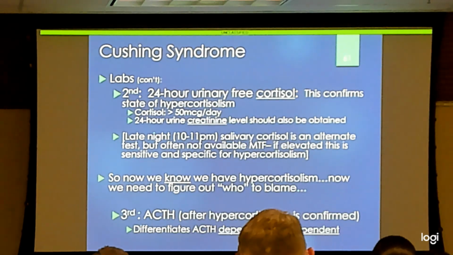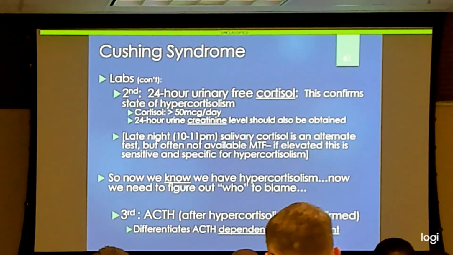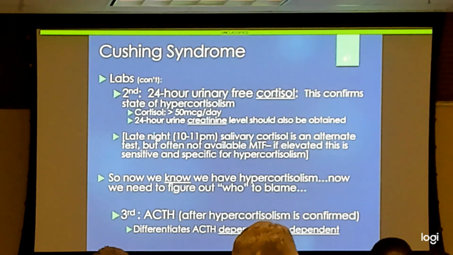Don't get confused. Third is ACTH, after the hypercortisolism is confirmed. I confirmed it's too much cortisol, and now I figure out where it's coming from. ACTH is so important because that's going to tell you exactly where it's coming from. That differentiates between ACTH dependent, which just means I'm secreting ACTH, or independent, which means I'm not secreting ACTH. Does it make sense? I didn't invent those terms, I promise.